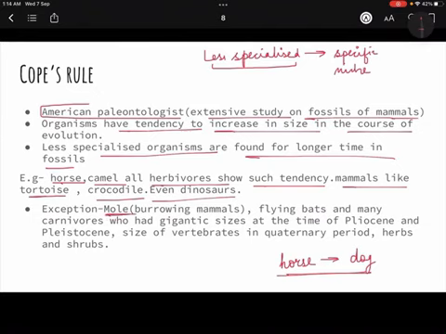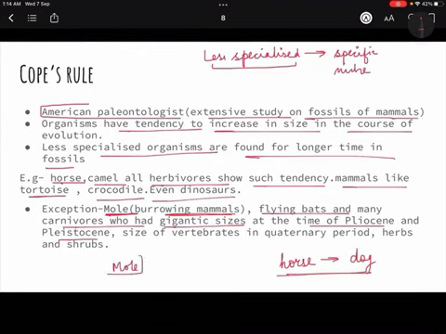So now what is the exception? Exception is a mole. Mole is a burrowing mammal. Burrowing means those who live under the ground. Flying bats and many carnivores who had gigantic sizes at the time of Pliocene and Pleistocene. So mole is an exception to Cope's rule, decrease in size, because they have to make small holes and live inside the ground, and a big body size does not support that. So that is why their size became small. Similarly many carnivores and flying bats, which had big sizes in the Pliocene or Pleistocene time, reduced in size.